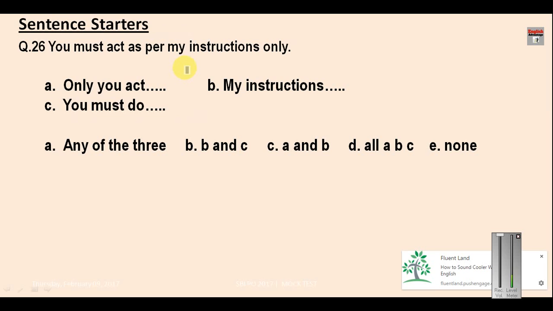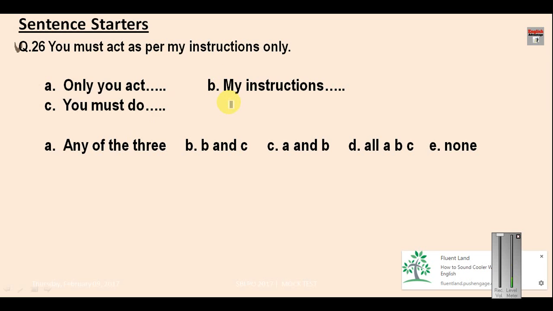Now question number 26. You must act as per my instructions. This is the sentence starter part, and let me explain to you. One sentence is given here, and here are the other ways in which this sentence can be started, and what are the other correct ways in which this sentence can be started. That will determine your answer.